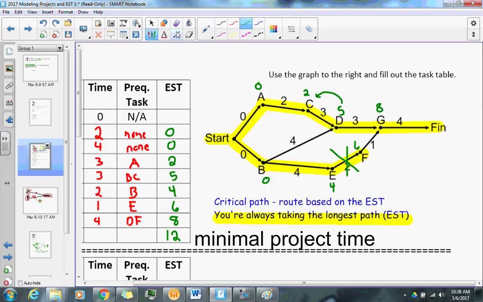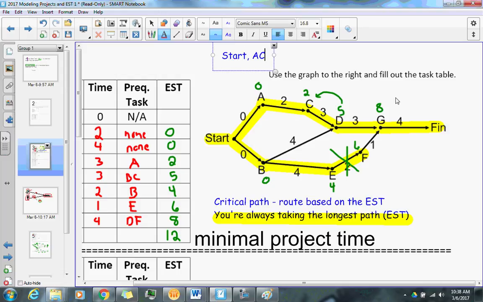Your final answer is, what was the critical path? You started with start, and then you went to A, C, D, G, and then you went to finish. In fact, let me put some commas in there. Let me make it right. There you go. So this is my critical path: start, A, C, D, G, and then finish. Now that was the first time you've seen it, so it might be a little confusing.